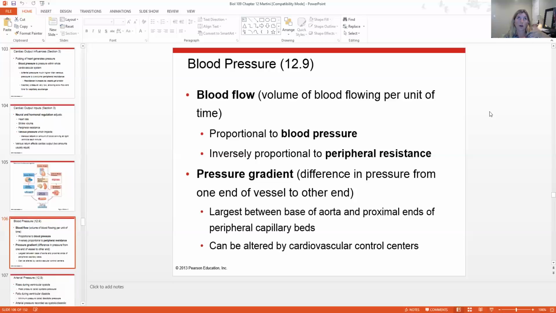So if you think about the blood flowing from the heart, where you have this big, huge elastic opening, very high pressure right next to the ventricles that are slamming out this blood all the time, and then the vessels are getting smaller and smaller and smaller and more spread out, the pressure at the capillary is much smaller. So there's a big difference in those pressures. The cardiovascular control centers can alter those pressures as well.